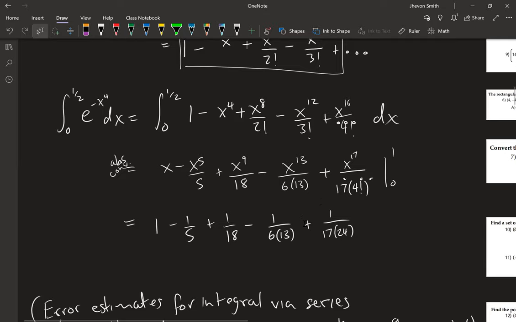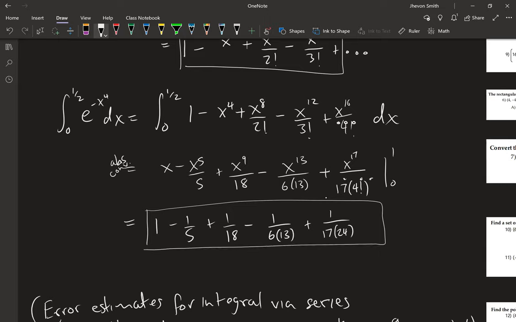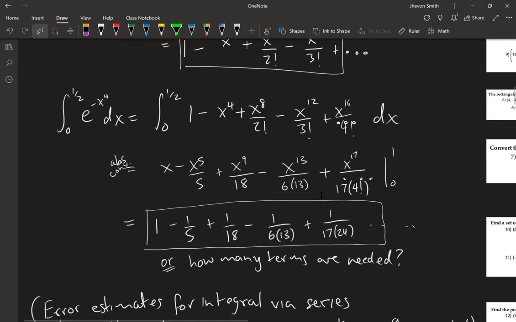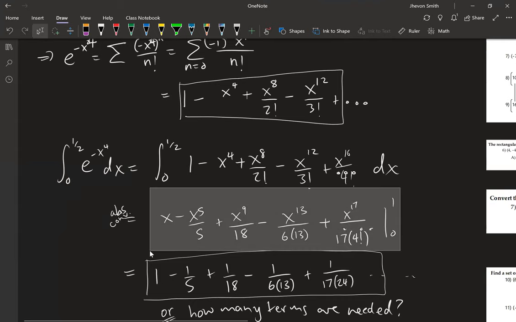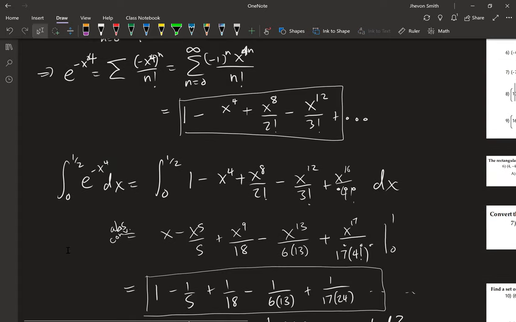And you would keep going. And when it comes to multiple choice, what they can do is either list a bunch of answer choices with terms like this, or they could ask how many terms are needed. But it's harder to ask that in a multiple choice question, so I wouldn't worry too much about that. Maybe the first part, like if they were to ask you the first four terms of the integral approximation, something like that, I think you can do.